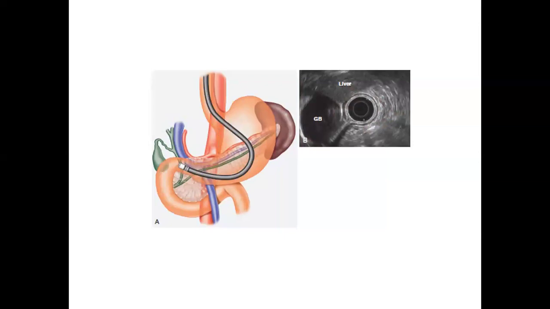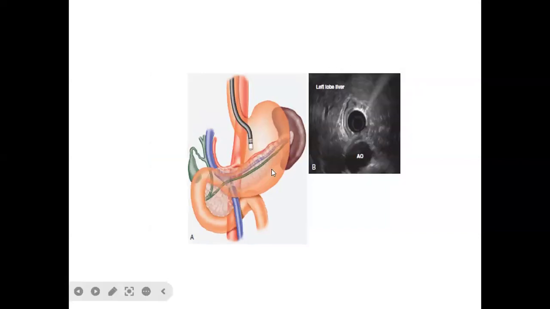This is the same thing, except now we have gone anti-clockwise. We have turned our transducer towards the liver, so we are able to get the gallbladder, and we are able to get the left side of the liver. This was the image that we saw before.